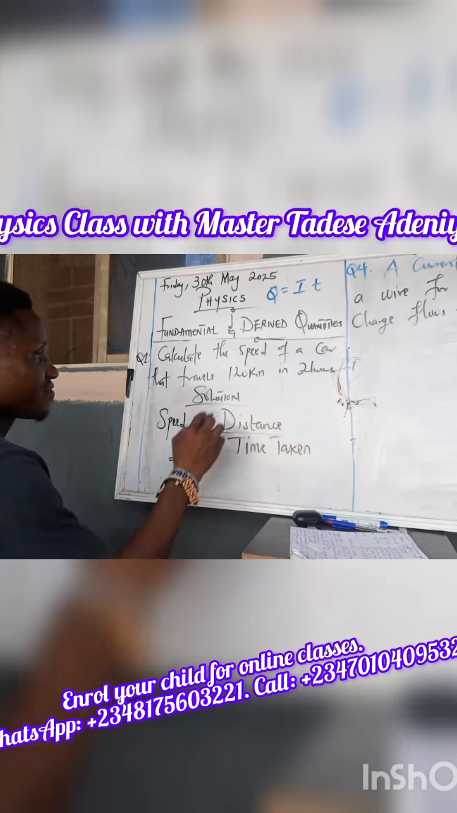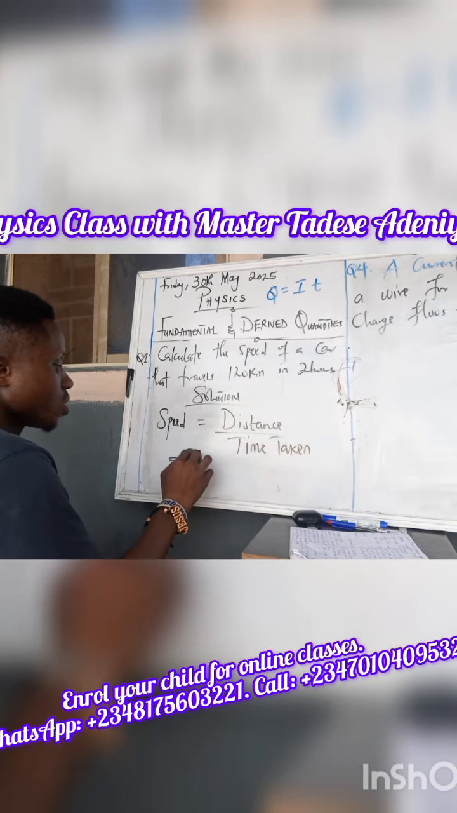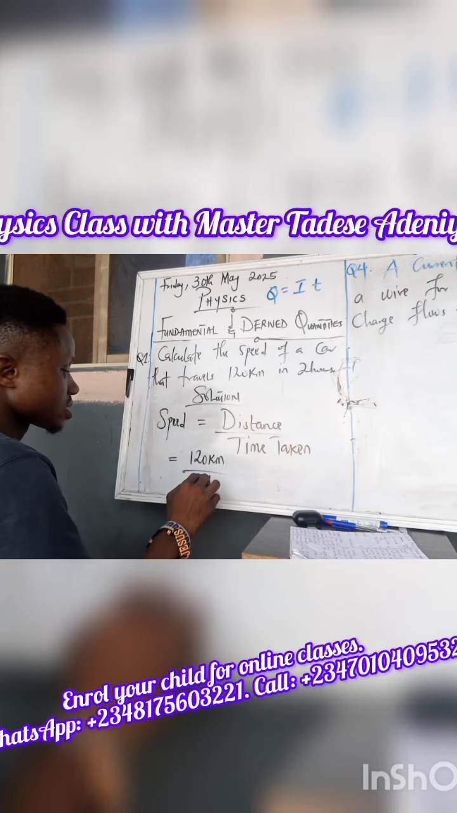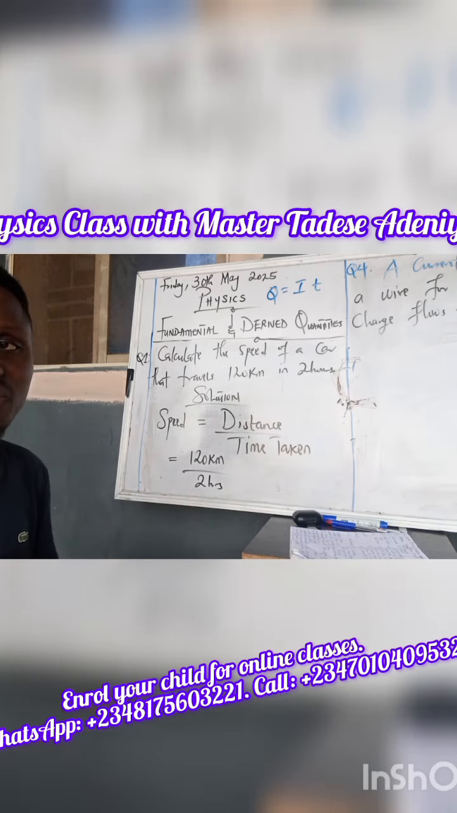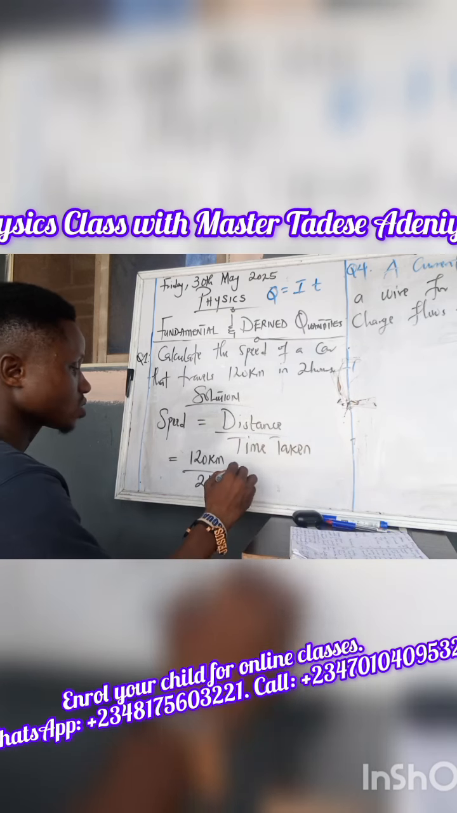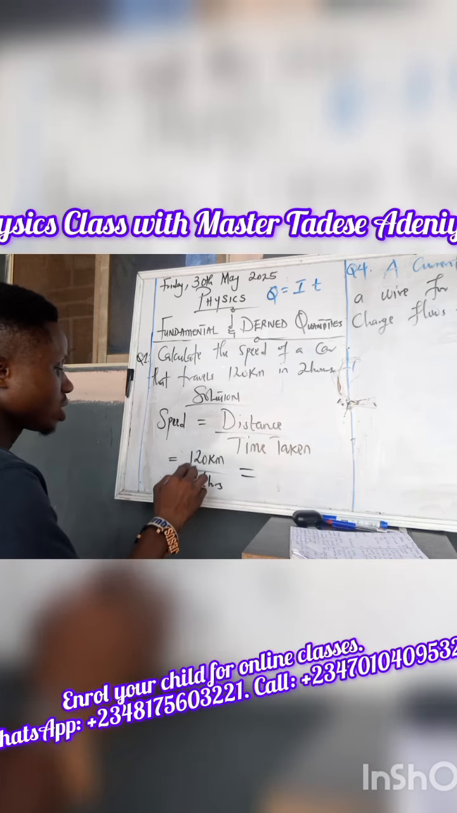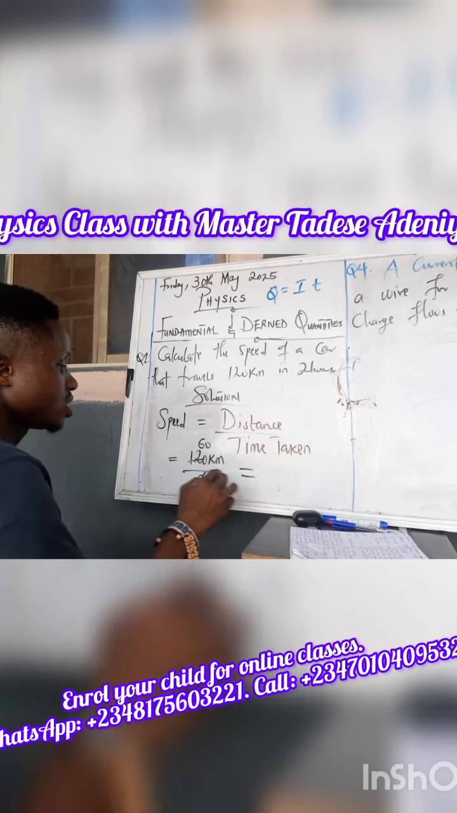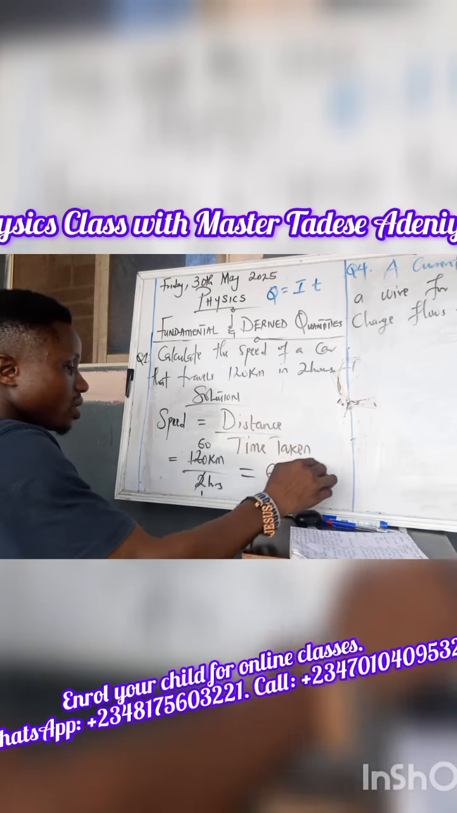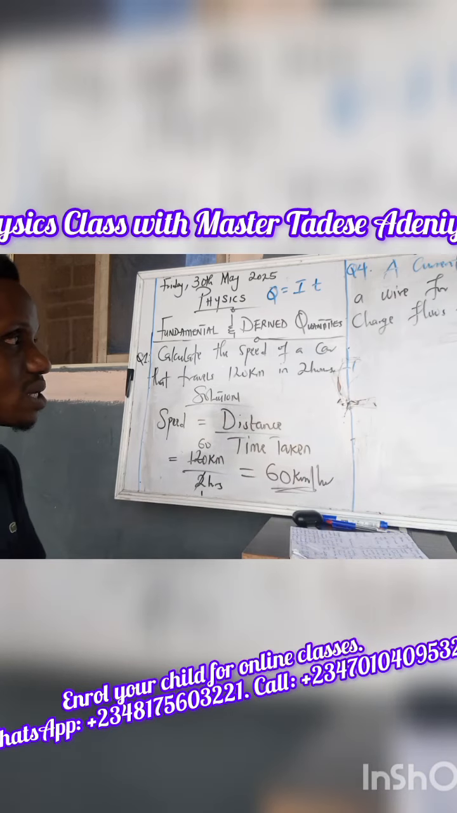In this case, we have the distance in the question as 120 kilometers, and we have our time taken as 2 hours. You don't have to convert in this case, except the question says otherwise. So what do we do? 2 in 120 is 60. So our answer is what? 60 kilometers per hour. That's the answer to that question.